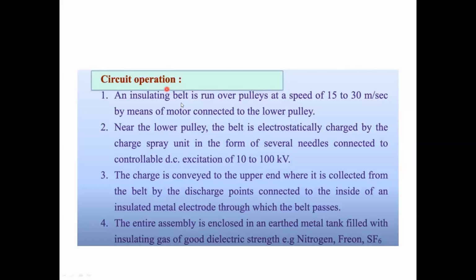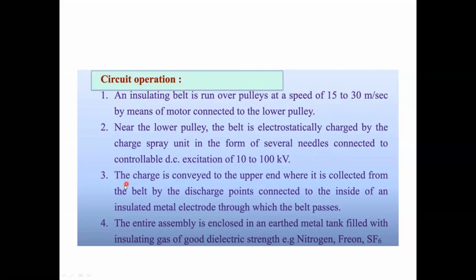Then the circuit operation. First, an insulating belt is run over the pulleys at a speed of 15 to 30 meters per second by means of a motor connected to the lower pulley. Second, near the lower pulley, the belt is electrostatically charged by a charge spray unit in the form of several needles connected to a controllable DC excitation of 10 to 100 kV.